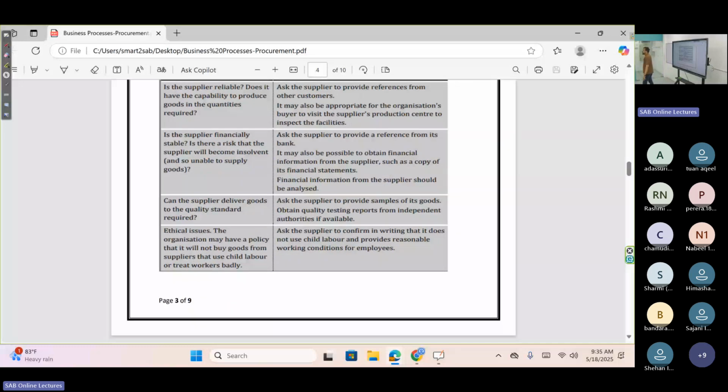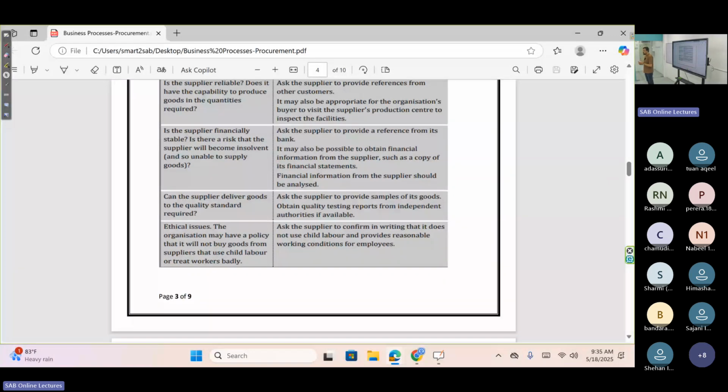Quality evaluation method: we should take samples before giving a big order. If you want to purchase 100 or 1,000 quantities, before that you should purchase only 10 quantities. You should check the quality. So sample purchase is the evaluation method. If the sample purchase satisfies you, then you can make a big order.